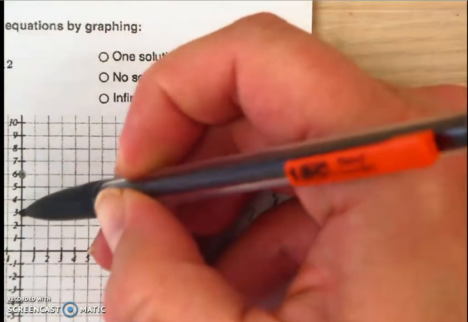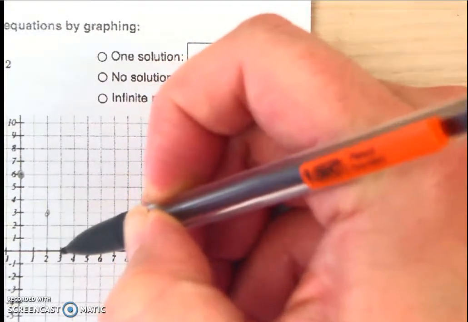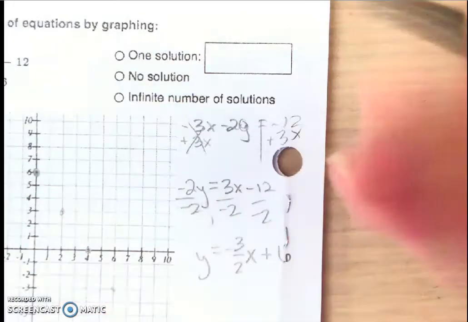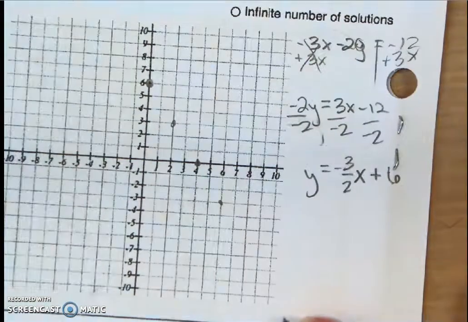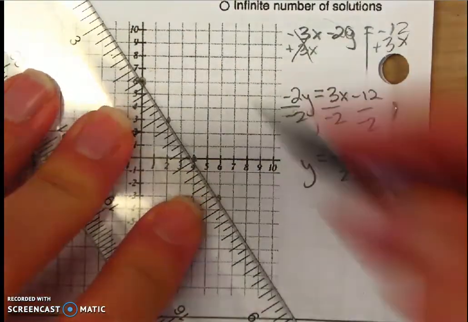Down 1, 2, 3, right 1, 2. Down 1, 2, 3, right 1, 2. Okay, so I got a few points on there. Let's go ahead and connect them now with the ruler. And I can see my first line is there.